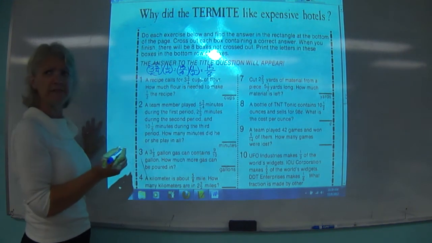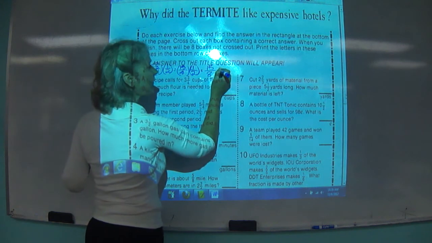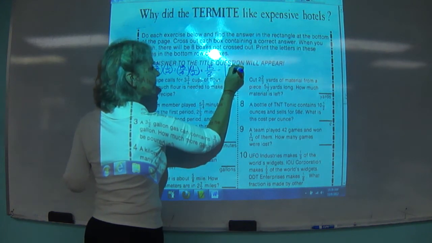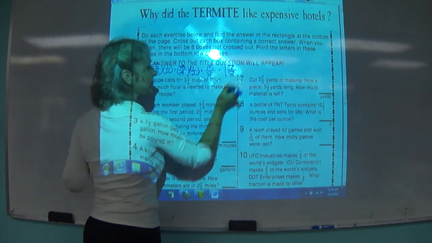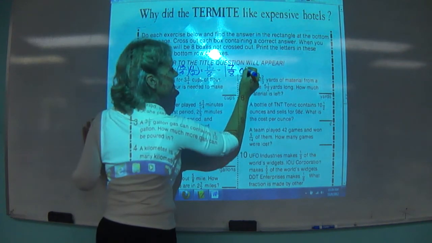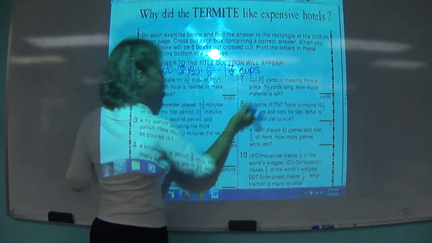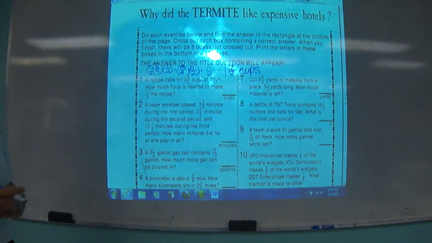How many 8s in 15? 1. With how many left over? 7. So 1 7/8 cups of flour will be needed to make the recipe. How do you get to 7/8? I didn't give you a 7/8 cup, did I?